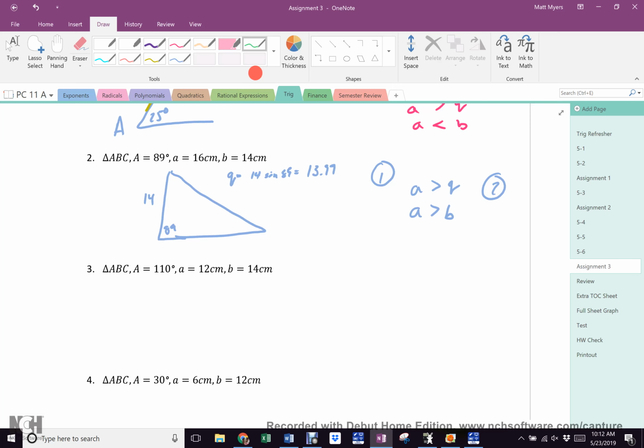Jorit. I can't hear you, Jorit. A is 16. B was 14. Okay. Well, it still doesn't matter because A is longer than it. A is 110.